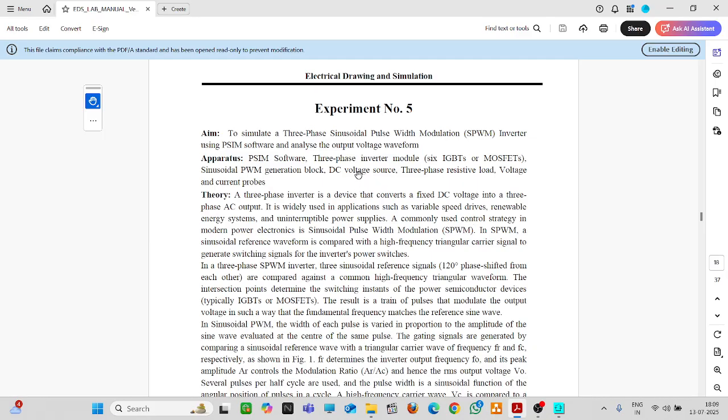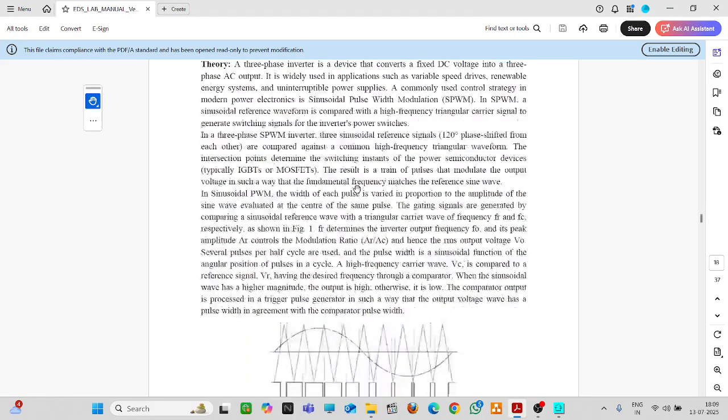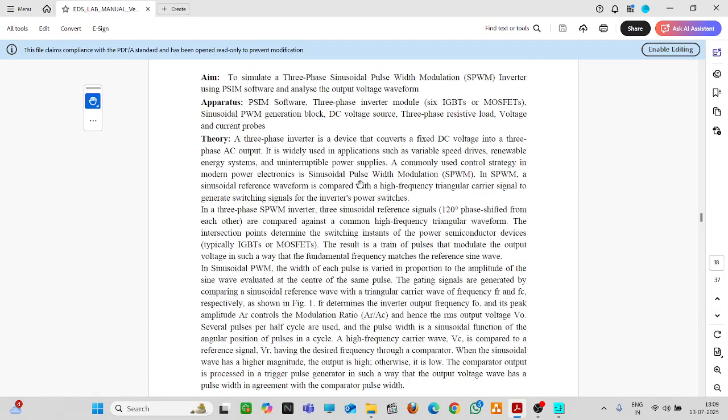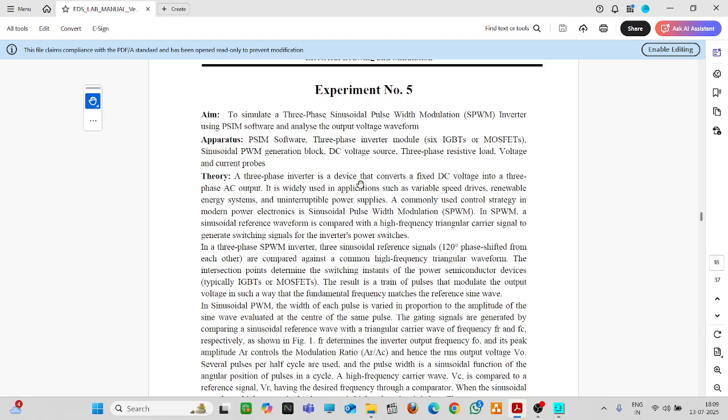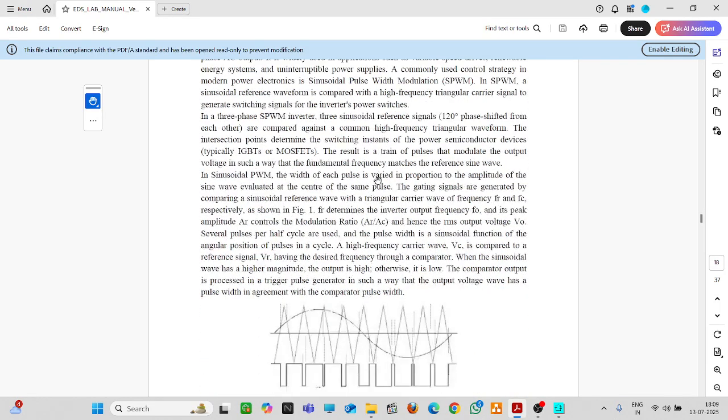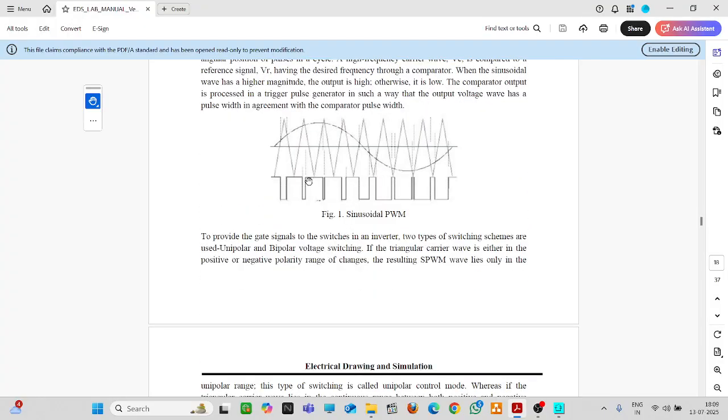So basically, we are having three legs, and each leg will be having two switches, that is the upper switch and the lower switch. And the gating pulses are very different in this case. This is not like your square wave inverter. Now to generate the gating pulses, you need to compare the two waveforms.